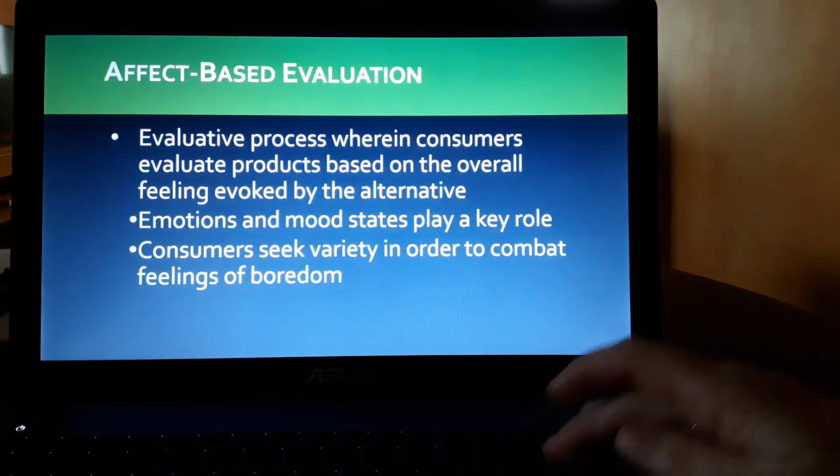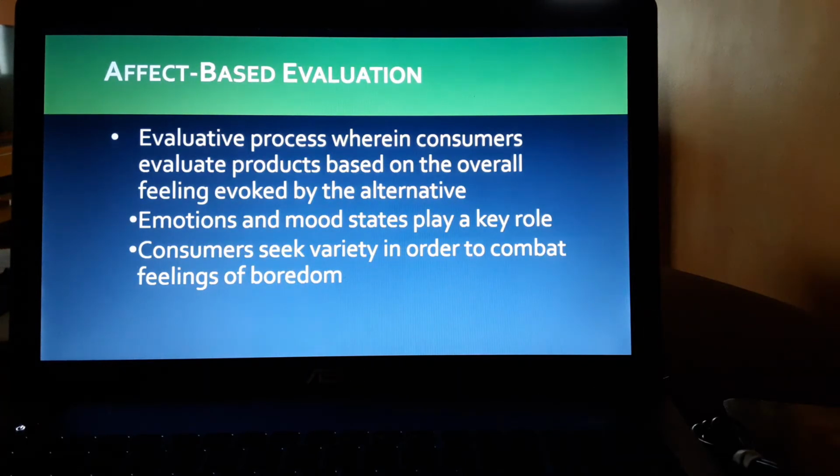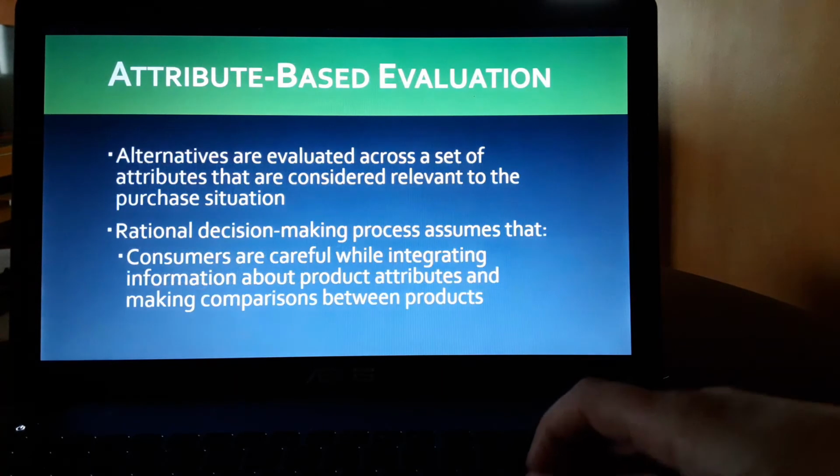Kind of reverse psychology. So affect-based evaluation, it's the evaluation where consumers evaluate products based on the overall feeling. So it's not so much about what the product is, but how do you feel about that alternative being presented to you? Do you just have a good feeling about it? Do you have a good vibe on it? Does it make you feel satisfied and proud and all that kind of thing? And what is it that you're looking for? Why do you want to buy something, just to mix it up and have some variety? So the emotions and the moods and all that kind of thing, all these things play into your decision.